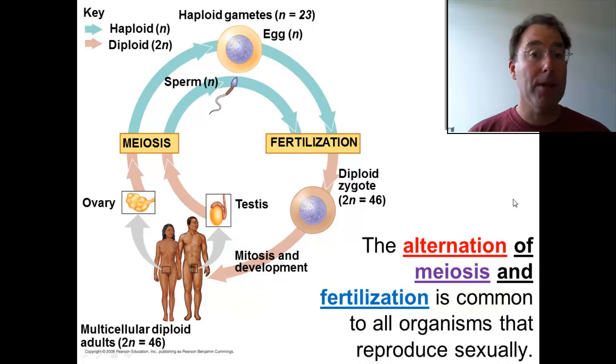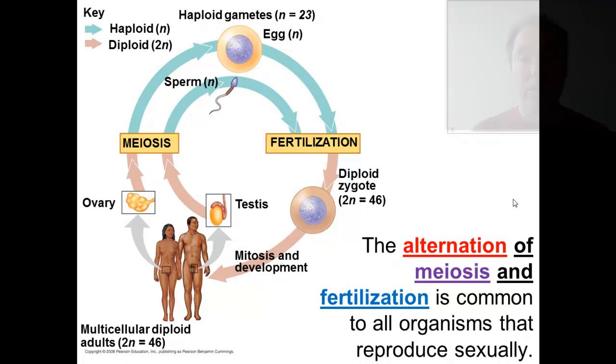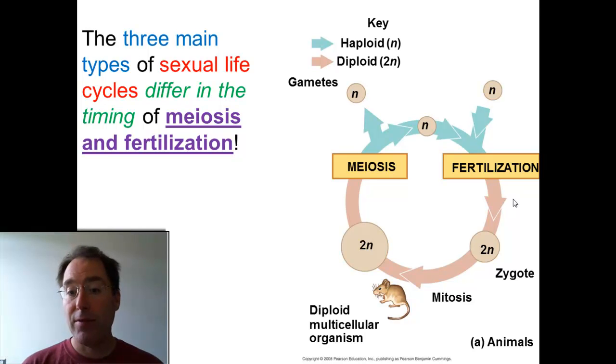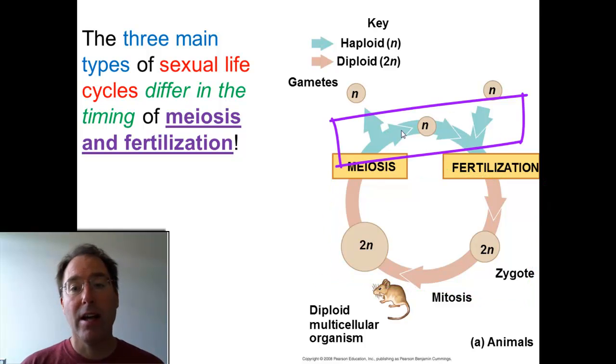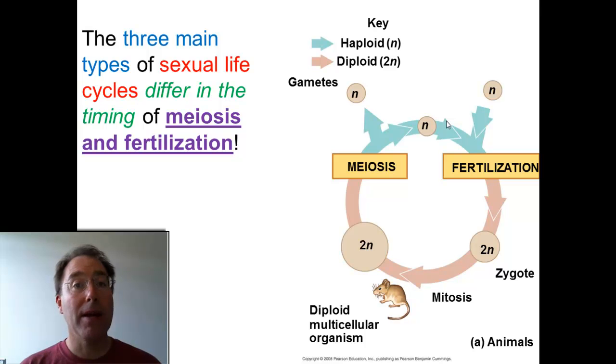It's common to all organisms that reproduce sexually. You're going to see a higher organism like a field mouse here or a human. You're going to see that we spend most of our time down in the diploid or sporophytic state, and less of our time as a higher organism in this gametophytic or haploid state. Higher organisms spend more time as diploid organisms, and you've spent more of your life as a diploid organism than you have as a sperm and an egg.